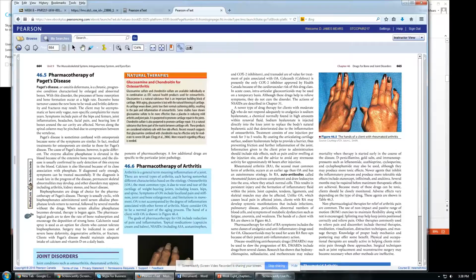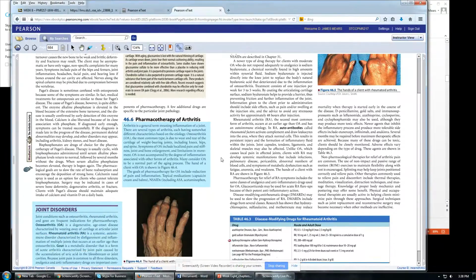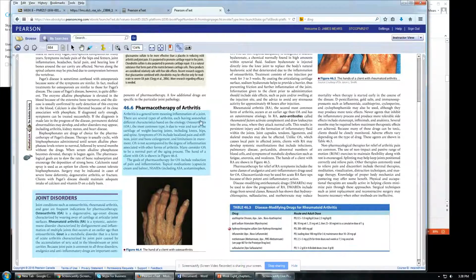All right. So anything you want to say on this page other than read these sections that are highlighted for you? Osteoarthritis, rheumatoid arthritis, and gout. These are disorders we want you to be familiar with. So if you have to make cue cards, feel free to do that.